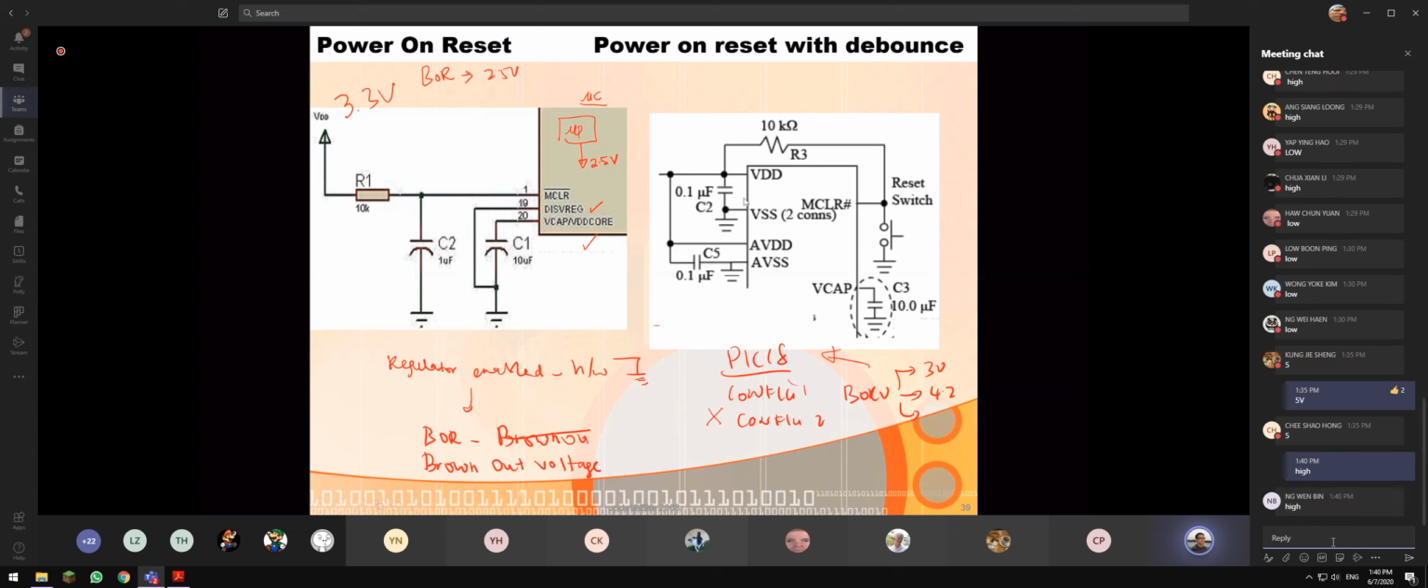MCLR is high, because 5 volt VDD is directly connected there. It is already fully charged. So in this case there are a lot of connections over here.